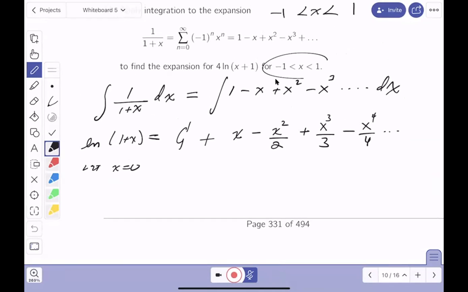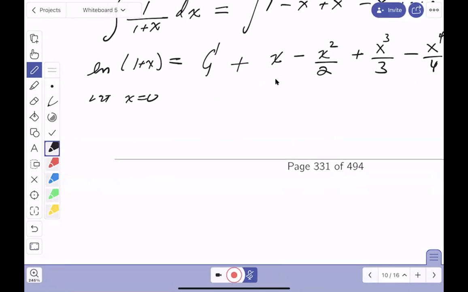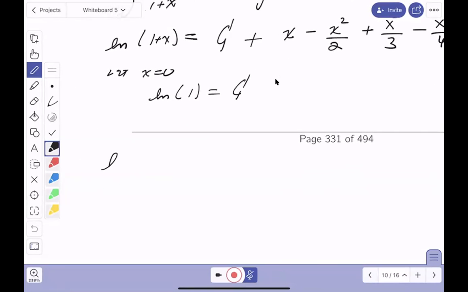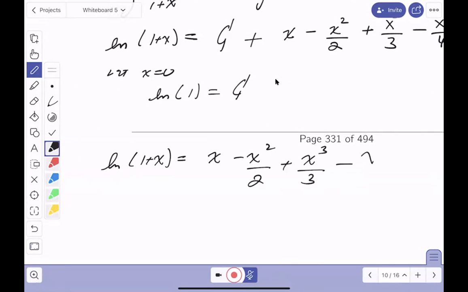Is it on the interval between minus 1 and 1? It sure is. So what do you get? Natural log of 1. Well, if x is 0, you get 0, right? And what happens to all those terms on the other side? They all disappear. So now I know what the C is. The C has to be 0. So now I know the natural log of 1 plus x is equal to x minus x squared over 2 plus x cubed over 3 minus x to the fourth over 4.